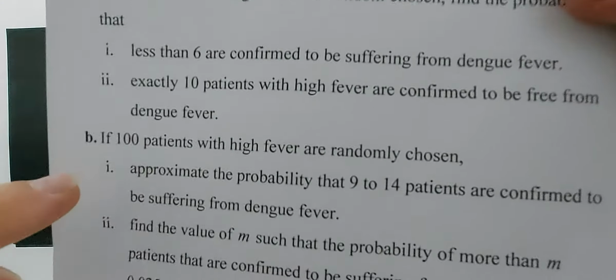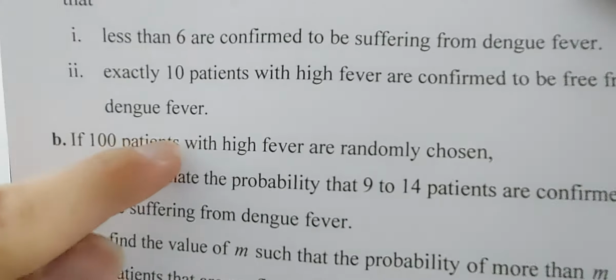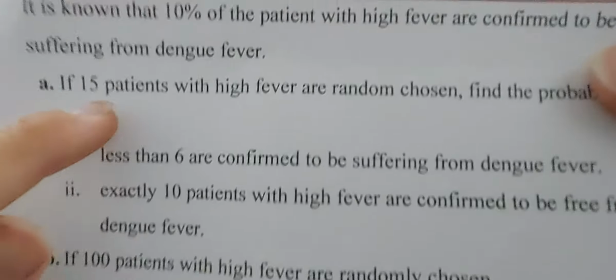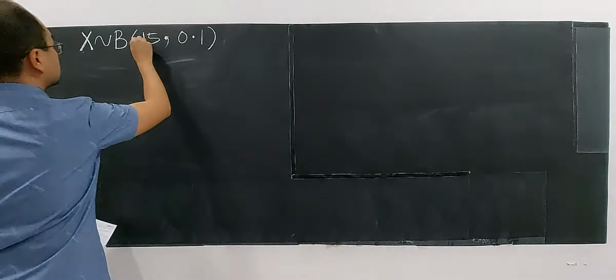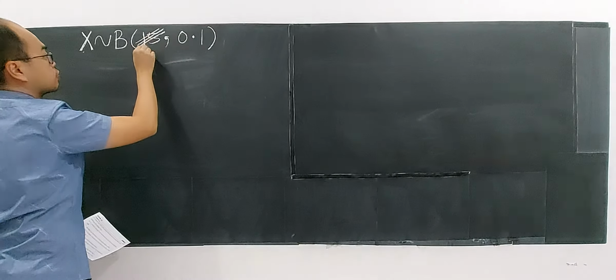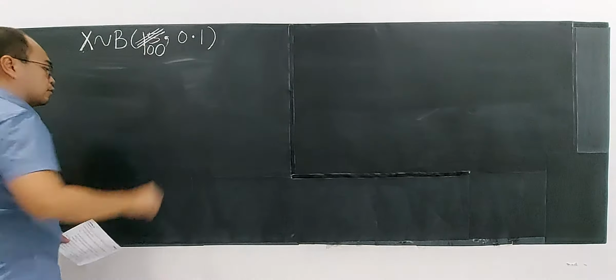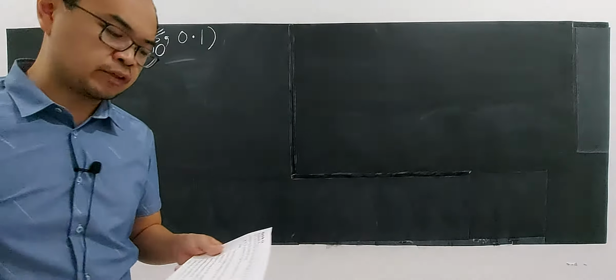Now, for part B, you look at it. If 100 patients with high fever, just now it was 15, but now the sample is getting bigger, right? Getting bigger. So you try to listen. The sample is no longer 15, it has become 100. It has become a lot, right? It's already greater than 50.